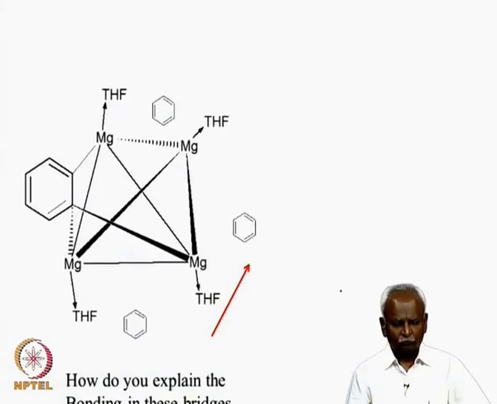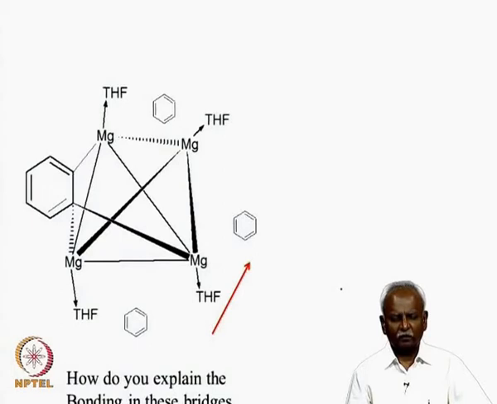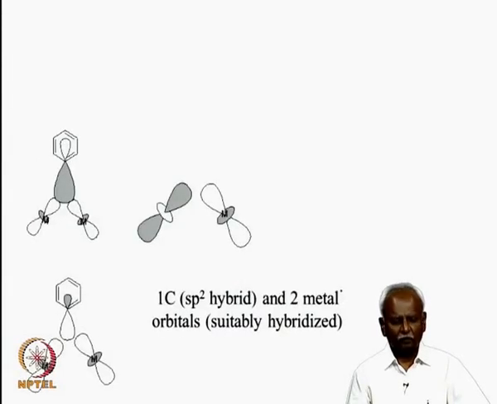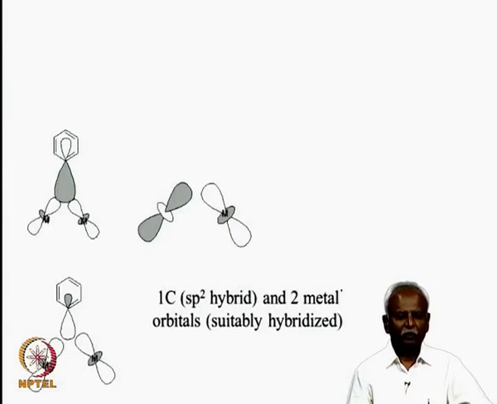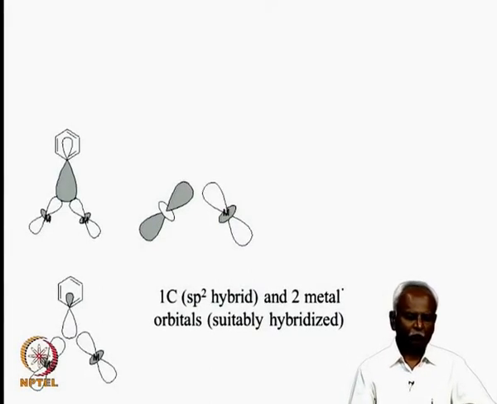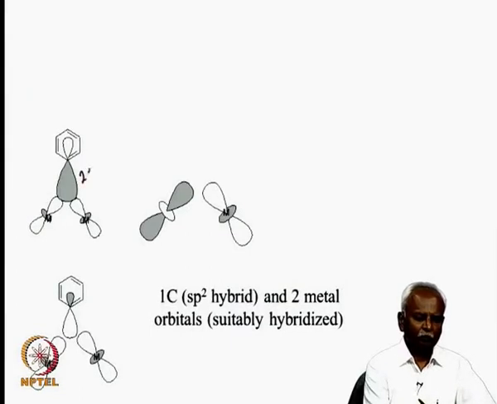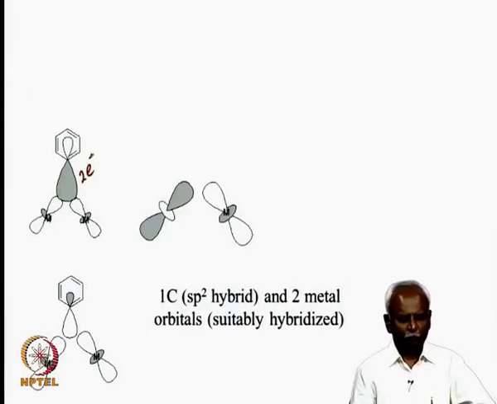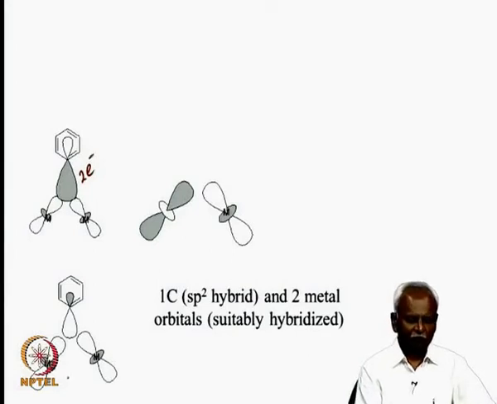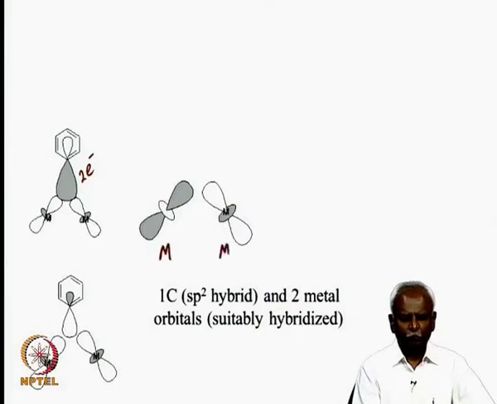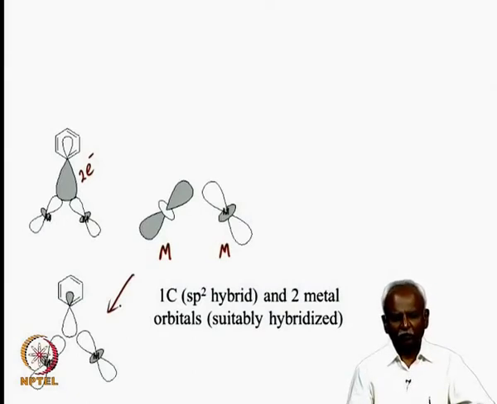So, how do you explain these bridge structures that we talked about? In general, it is possible to explain them using what is called 3-centered 2-electron bonding. Suffice it to say at this particular point that if you have a phenyl group with 2 electrons, and you have 2 empty orbitals which are coming from the metal, then you will end up with a system which will have 3 orbitals and 2 electrons.